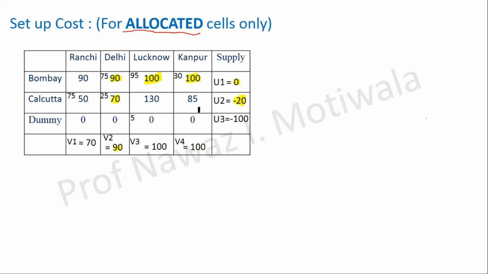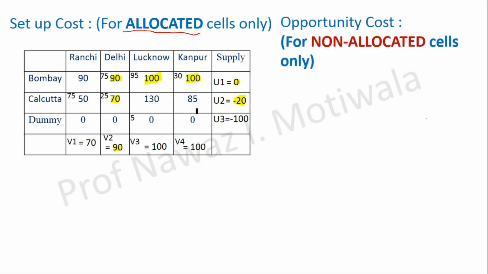Next step is to find out the opportunity cost for various non-allocated cells. So starting with the first one, this is my first non-allocated cell, whose position is first row, first column. So what will be my equation? My equation will be U1 plus V1 minus the cost at this cell. So U1 plus V1 minus 90. So I will get the answer as minus 20.